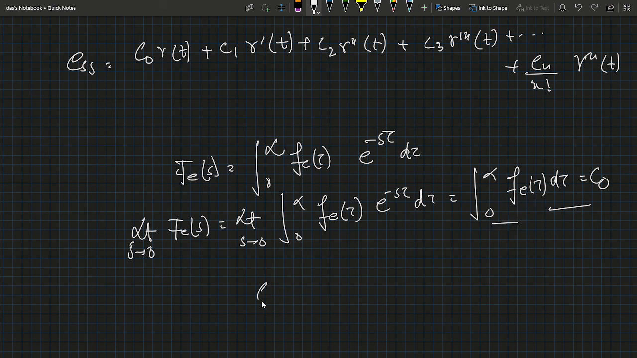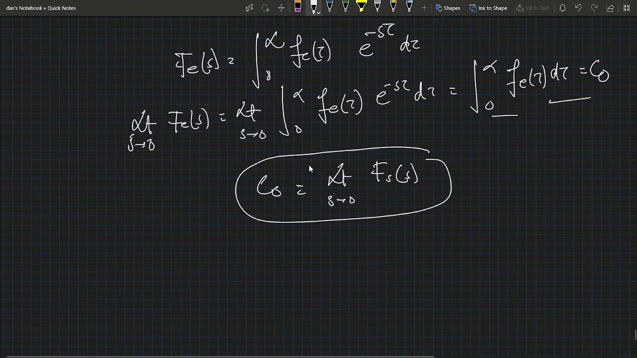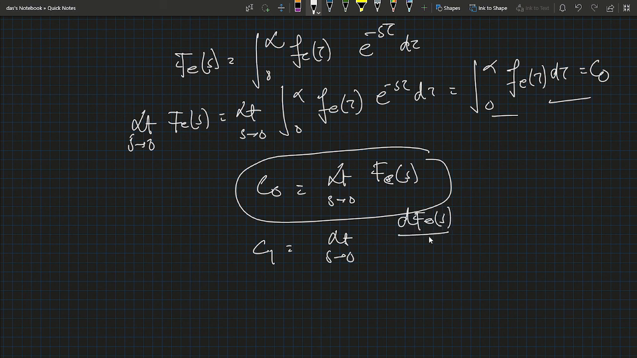So from here we see that c0 equals limit s tends to 0 of F_e(s). Yes, this is very important. So in the Laplace domain, any error function F_e(s) we first express and then put s tends to 0, and you get c0 equal to this value. And similarly c1 is also obtained from here: limit s tends to 0 of the derivative term dF_e(s) by ds. So derivative first and then putting s tends to 0, you get this value.